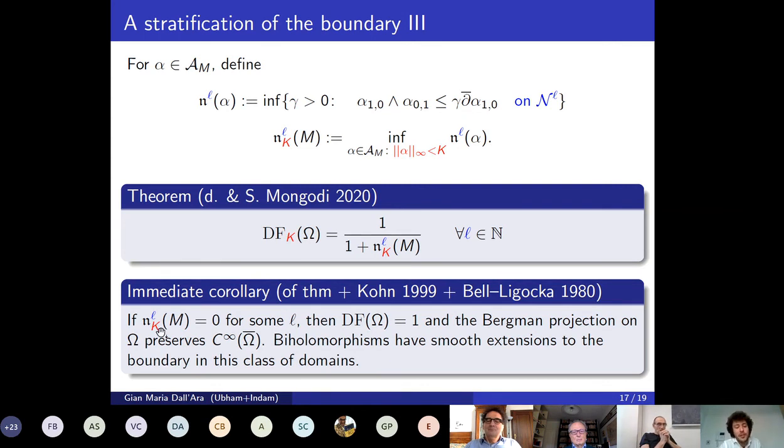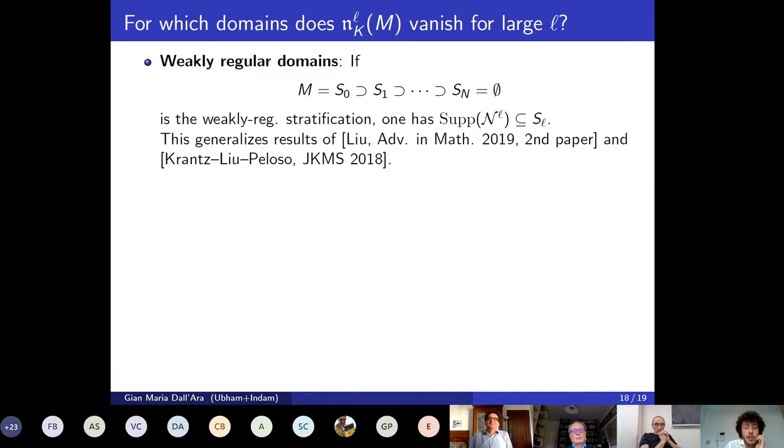So in particular, if you're able to find a large L for which this NL is equal to 0, then you may guarantee that the Dierolf-Fornæss index is 1, and the Bergman projection preserves the space of smooth functions up to the closure, and all the consequences related to the Bell-Boas theorem. And this is really the last slide. I wanted just to give examples of when we can actually use this theorem to prove new results.